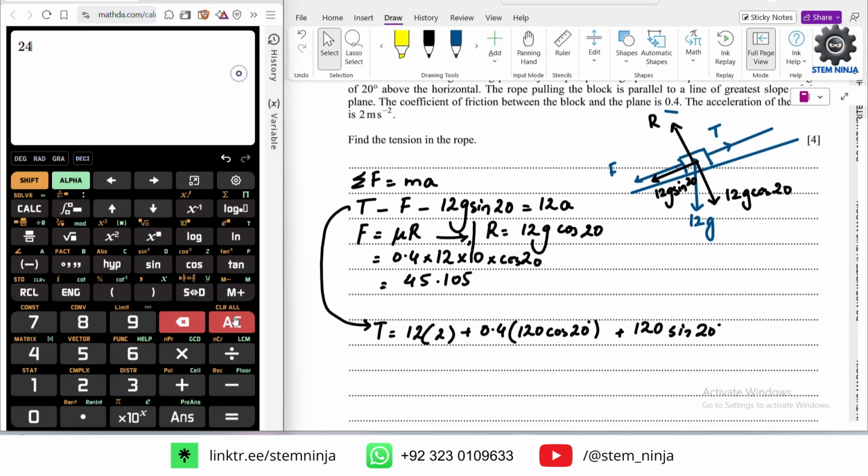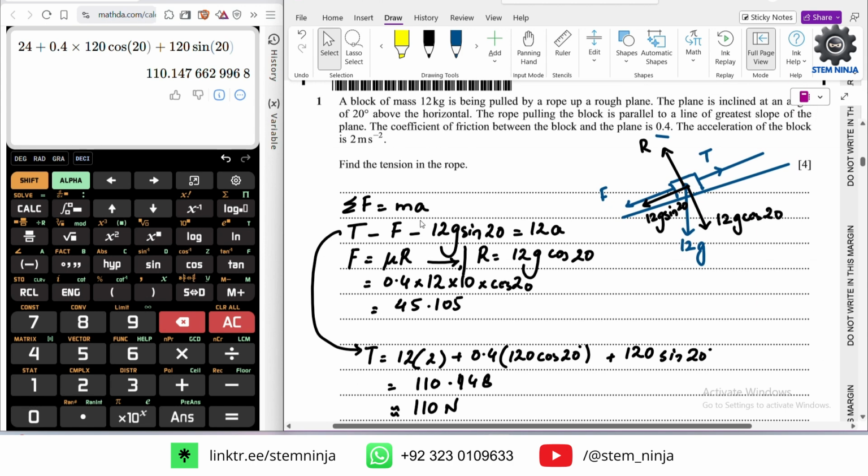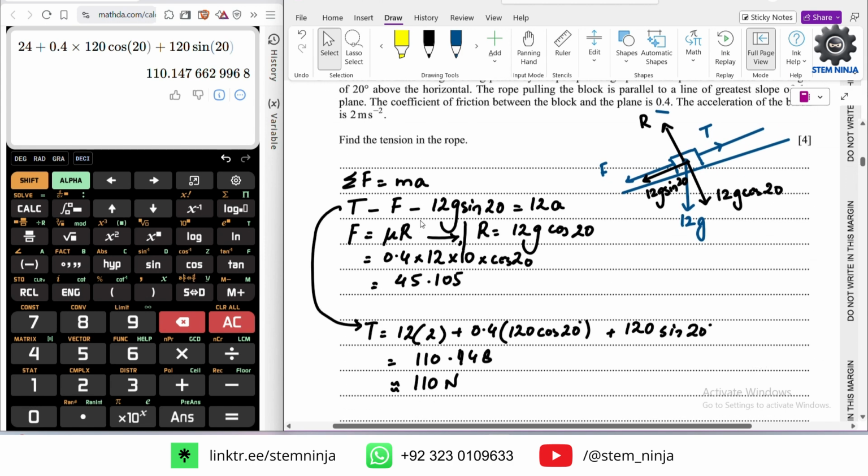So 24 plus 0.4 times 120 cos 20 plus 120 sin 20 degrees. So tension is 110.148, which to three significant figures is 110 newtons. And that's it for this question. Let's move on to the next one.